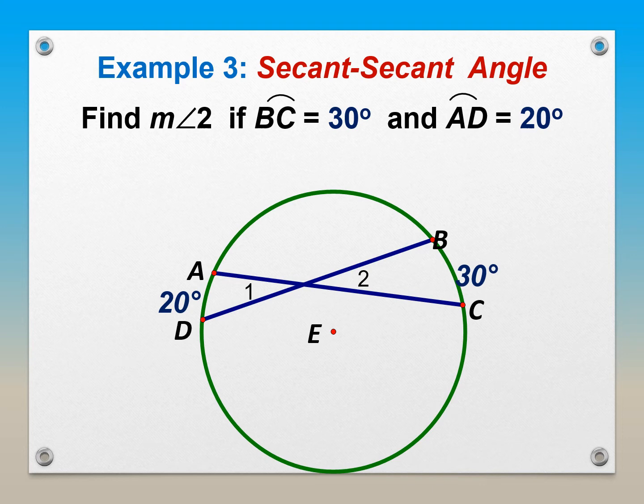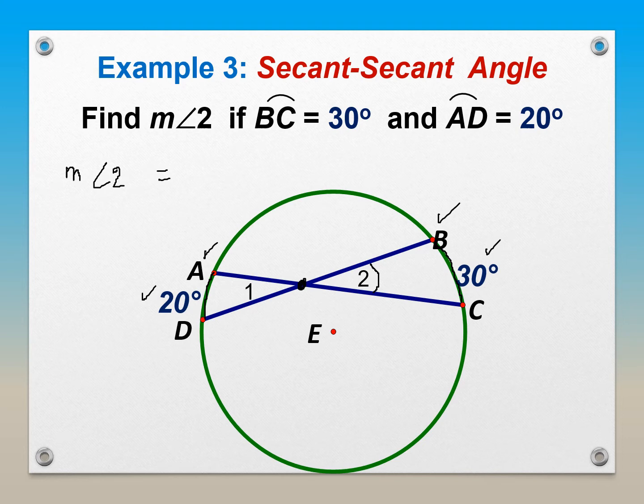Let us apply theorem number 2 by answering this example. Here we have two secants, secant AC and secant BD, and the two secants intersect inside the circle. We have to look for the measure of angle 2, this one, if the given arcs are 30 degrees and 20 degrees. Arc BC is given, which is 30 degrees, and arc AD is given, which is 20 degrees. Based on the theorem, to find the measure of angle 2, simply add the measures of the two arcs and then divide by 2.